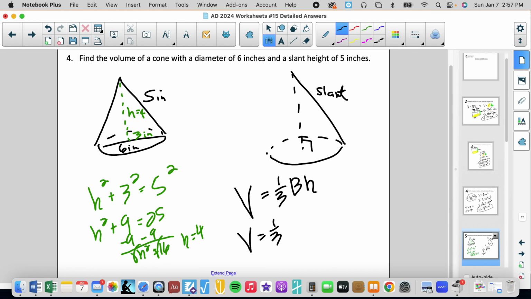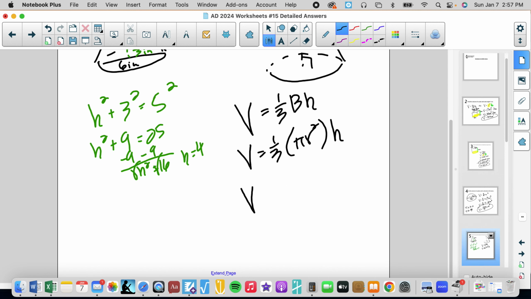So the base shape, what's the base shape? A circle. So we're going to plug in the base area, which is pi r squared times the height. So we have V equals 1/3. We're going to keep pi. The radius was 3 inches, quantity squared, times the height, which is 4 inches.